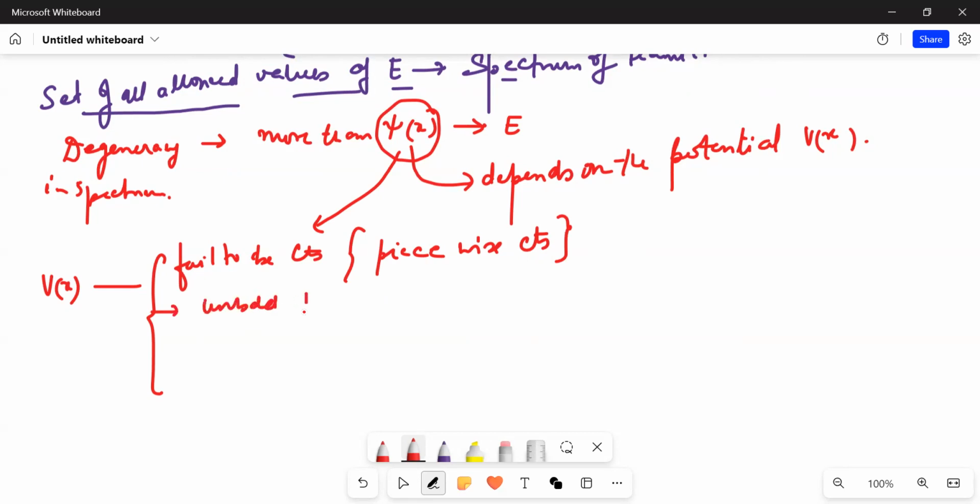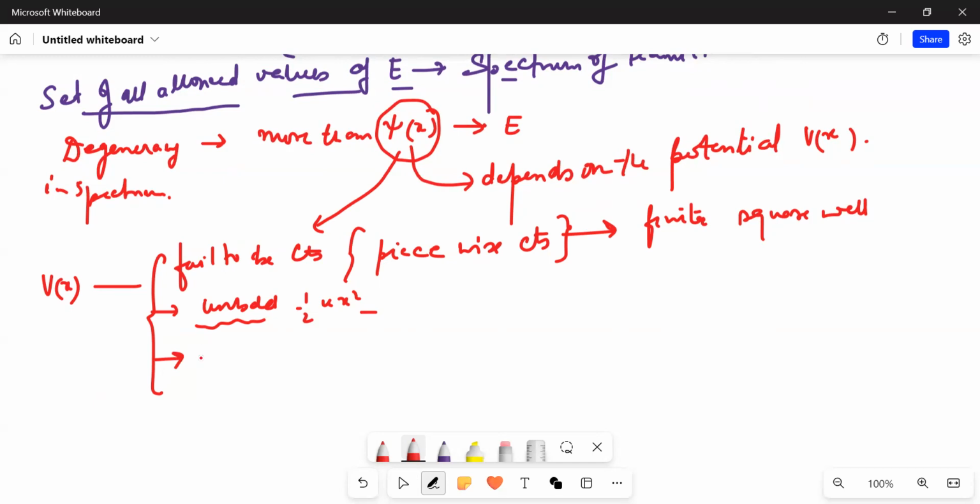Let us take, for example, half kx square. So harmonic potential as x tends to infinity, it tends to infinite. So it is an unbounded potential. Okay. And piecewise continuous means, let's say, finite square wave. So we are going to see all these things, okay?